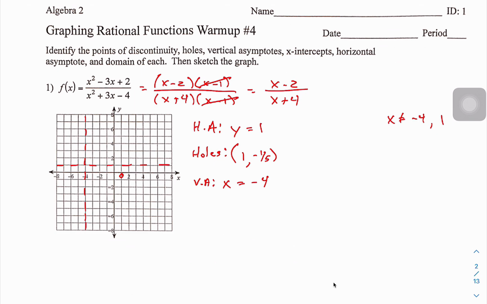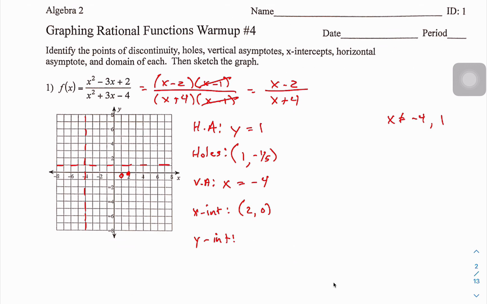And now the last two things, just to add a few other points in here, as always, the x-intercept and the y-intercept. X-intercept is when y equals 0. Remember, a fraction will equal 0 wherever the numerator equals 0. So in this case, it's when x equals 2. And so we have an x-intercept of 2, 0. So we can put that on the graph.